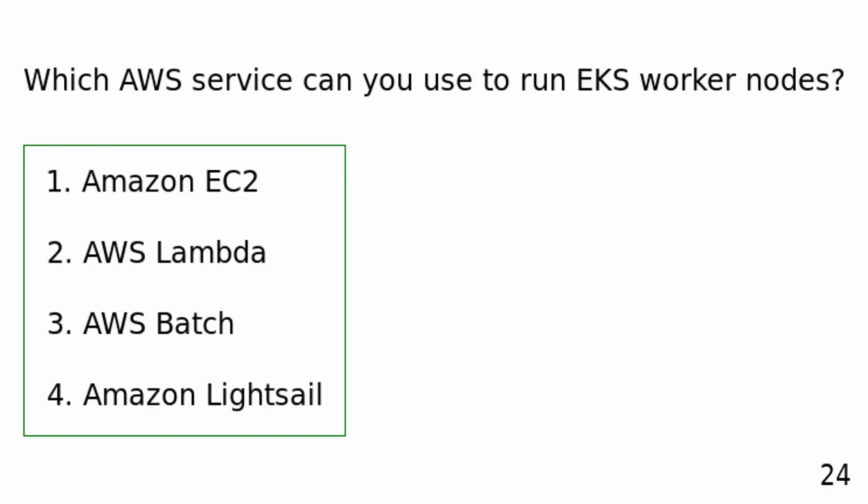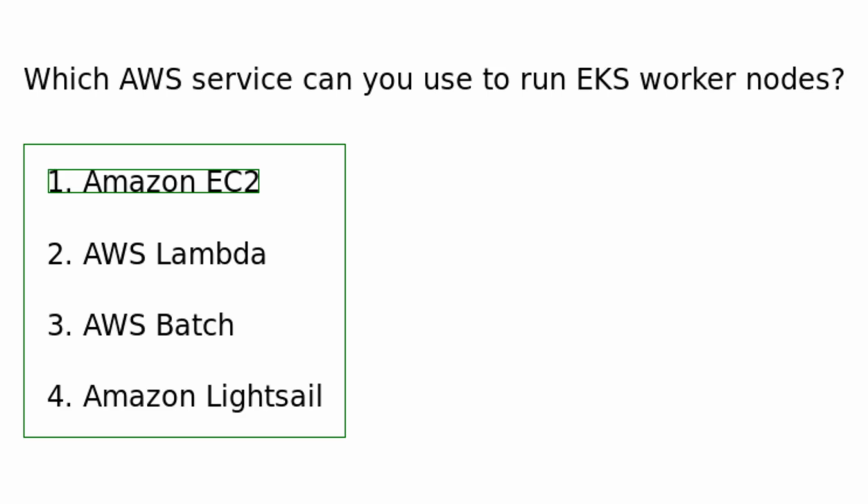Which AWS service can you use to run EKS worker nodes? Amazon EC2, AWS Lambda, AWS Batch, Amazon Lightsail. Amazon EC2 instances are commonly used as worker nodes in an EKS cluster, providing compute resources for your containers.